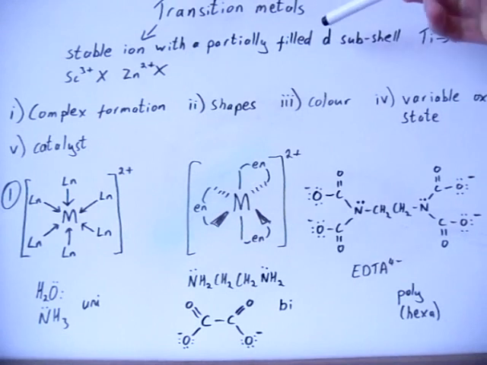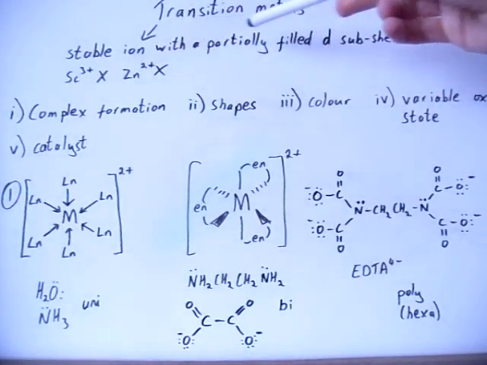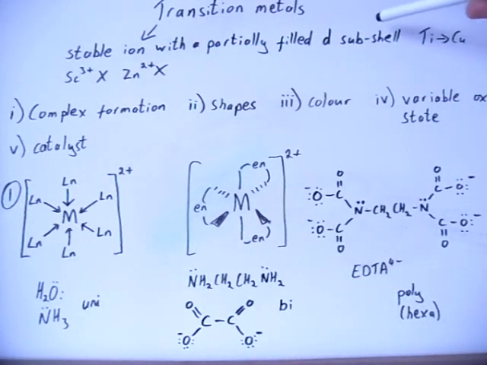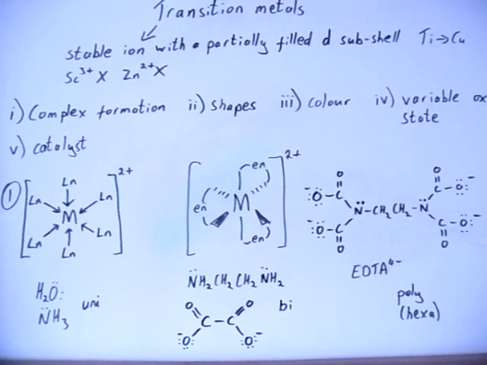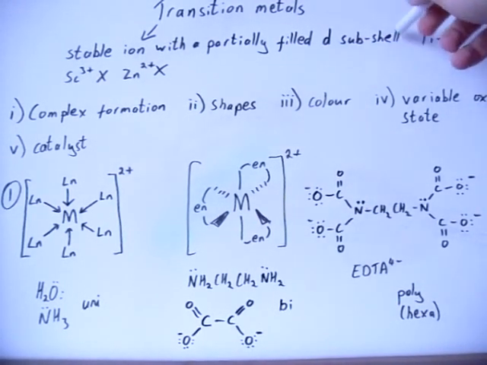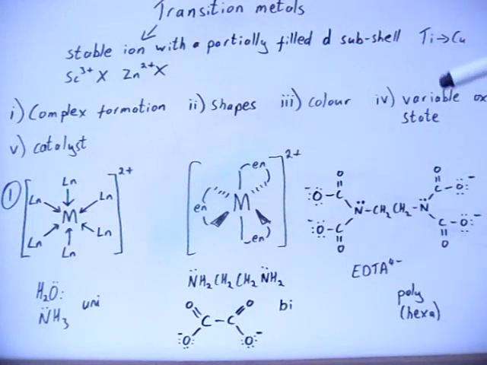So as you can see up here, it's where we've got a stable ion which has got a partially filled D subshell. So make sure you get that in there. I've seen people lose marks where they've just said a D shell. No, your shells are your first, second, third energy level. You're talking about a D subshell here.